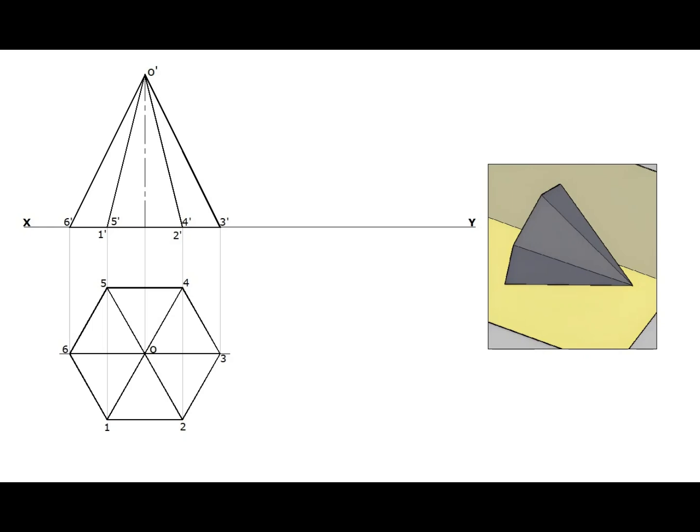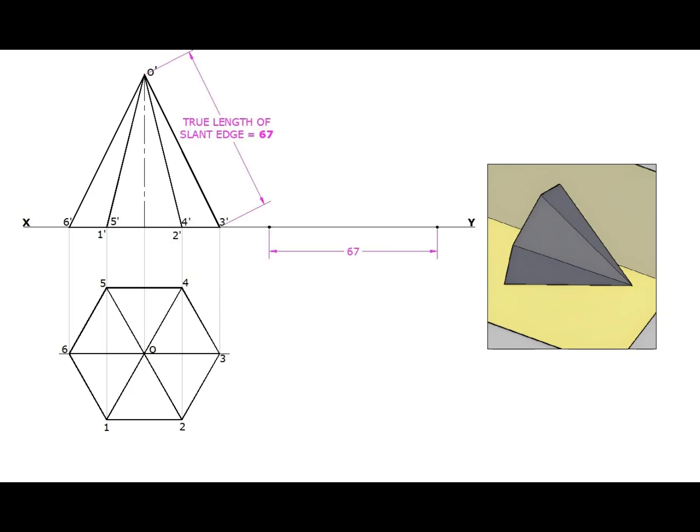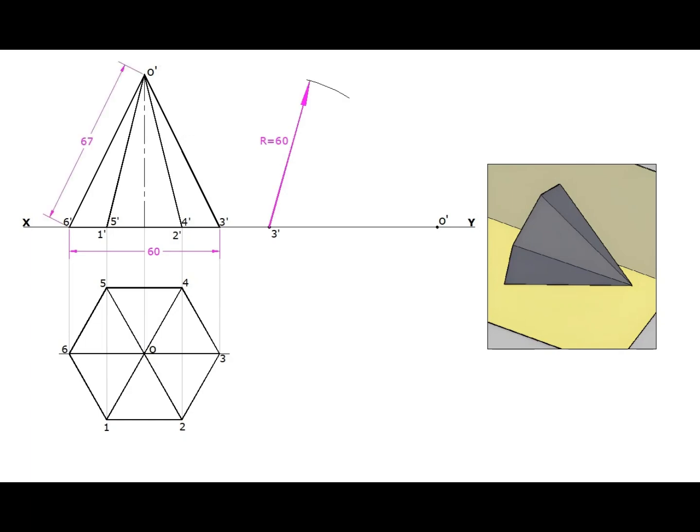Measure the length of slant edge 3'O' from the first stage elevation. Mark it on the XY line. This is the slant edge of the second stage elevation, lying on the ground or HP. One end is 3 dash, and the other end is O dash. Measure the base length from the first stage elevation. Cut an arc from 3 dash. Measure the line 6 dash O dash. Cut arc from O dash. Intersection point of these arcs is 6 dash. Join it to 3 dash and O dash.